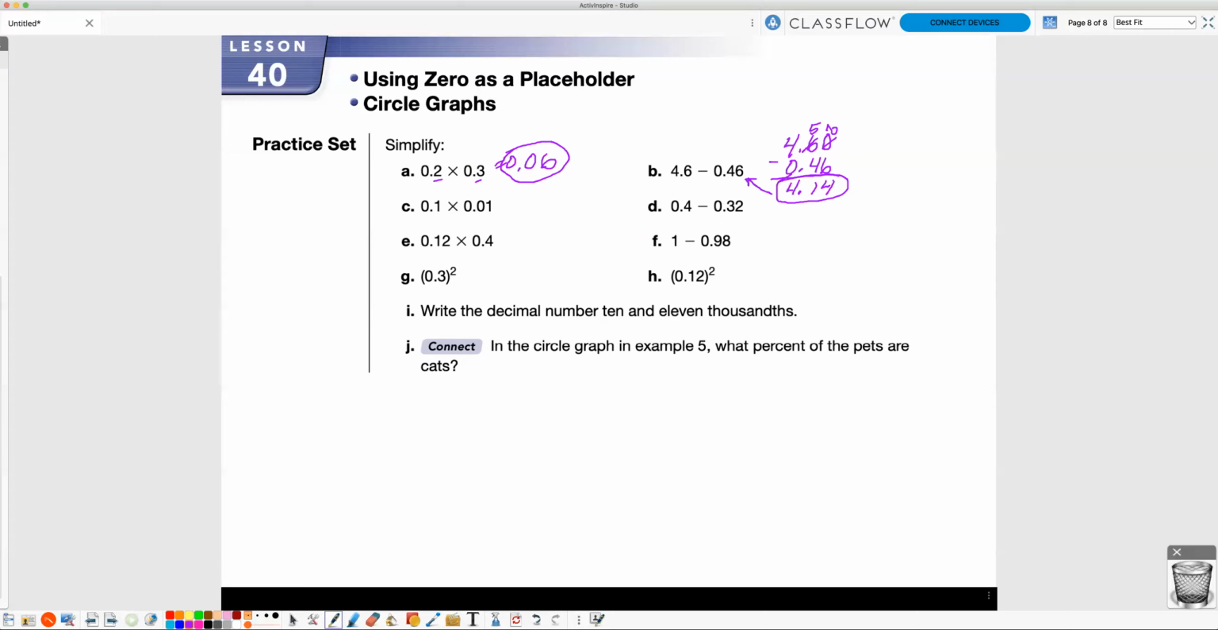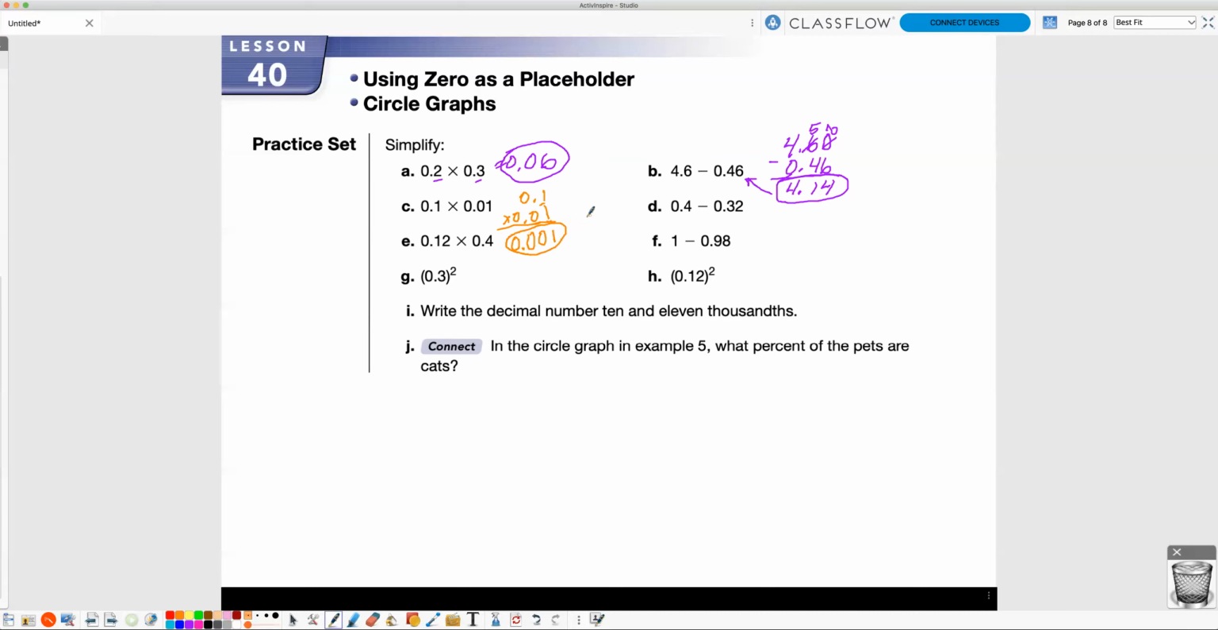All right, do letter C. So this one, again, is multiplying. I really don't have to line up anything here. When I'm multiplying and dividing decimals, lining up the decimal actually doesn't make any difference. And I know 1 times 1 is 1. Then I've got 1, 2, 3 places. So here's 1, there's 2, 3. The decimal would go in this position in the answer.